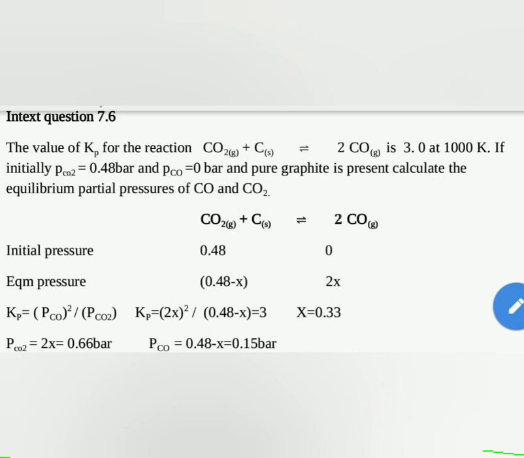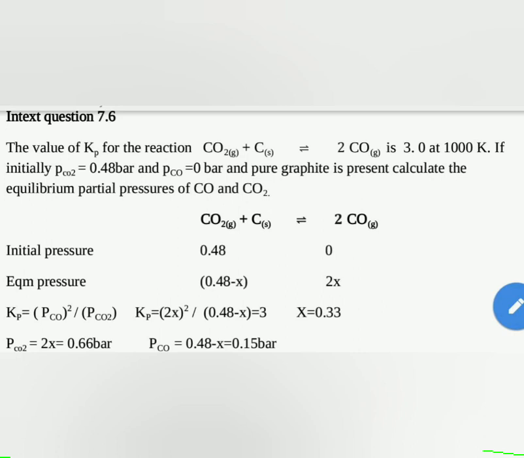So as I said, write down the balanced chemical equation: carbon dioxide plus carbon, reversibly giving 2 CO molecules. Here, instead of initial concentration you are supposed to write initial pressure. Initial pressure is given as 0.48. For carbon, being a solid substance, we are not supposed to write down the partial pressure. Next, the partial pressure of carbon monoxide is equal to 0, because before the reaction starts there will not be any product, as I said, so that will be taken as 0. Under that you can write down the equilibrium pressure.